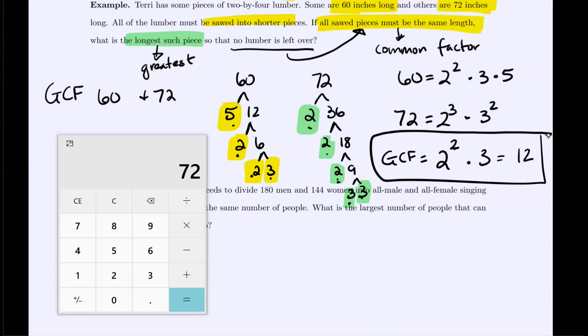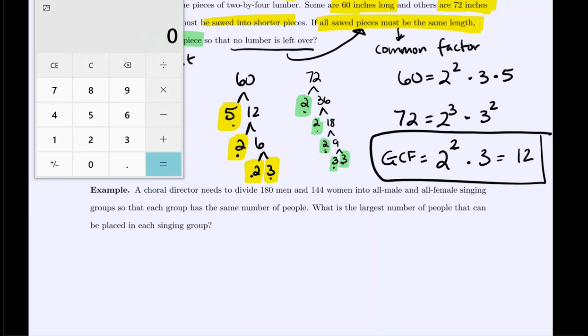2 squared times 3. So if we cut each of the boards into 12-inch pieces, we'll have all 12-inch pieces, which is the largest factor that's common to both board lengths, and nothing will be left over if we assume we don't lose anything in the sawing process.